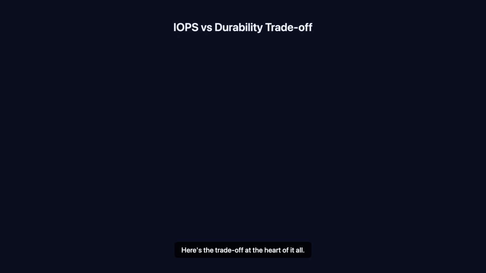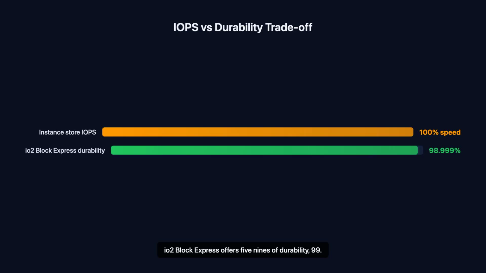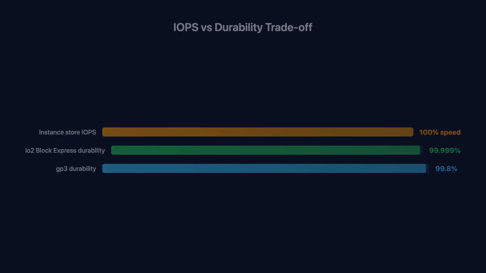Here's the trade-off at the heart of it all. Instance Store gives you peak speed, the fastest local performance on EC2. But it has no durability guarantee at all, because the data doesn't survive a stop. IO2 Block Express offers 5 nines of durability, 99.999% for your mission-critical data. And GP3 sits at around 99.8%. The lesson is simple. You're always choosing between raw speed and data survival, and the right pick depends entirely on whether the scenario says the data can be lost.